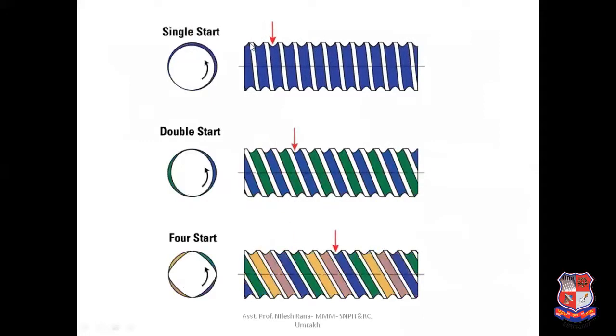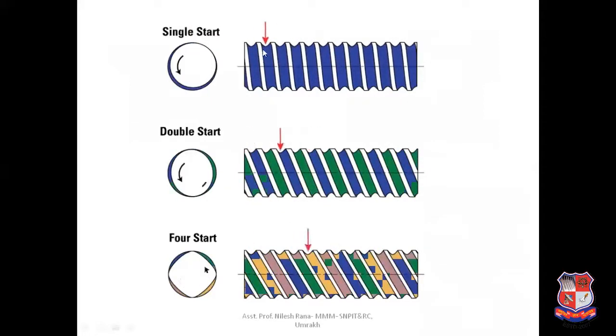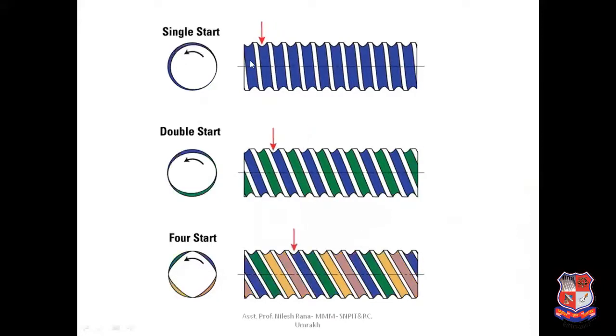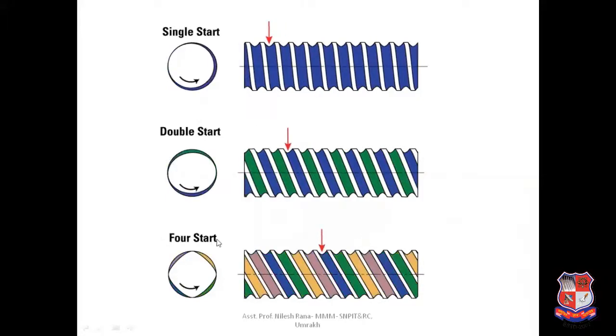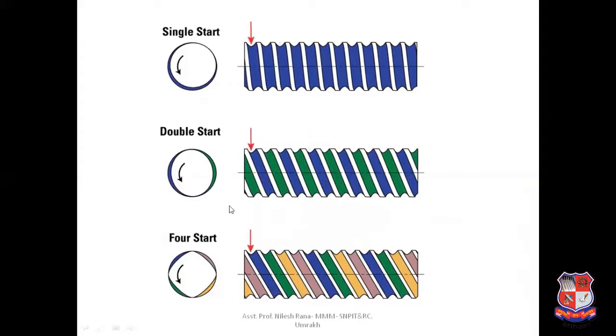Suppose the pitch value is increased in this case, so the lead value is increased. Suppose pitch is equal to 15 mm, then lead should be equal to 15 mm. But in this case, if the pitch is equal to 15 mm, then the core diameter is very small. At that time, the strength of the bolt is greatly reduced. So we can use double start or four start or multiple start thread at that time. So this is the difference between single start thread and multiple start thread, friends.